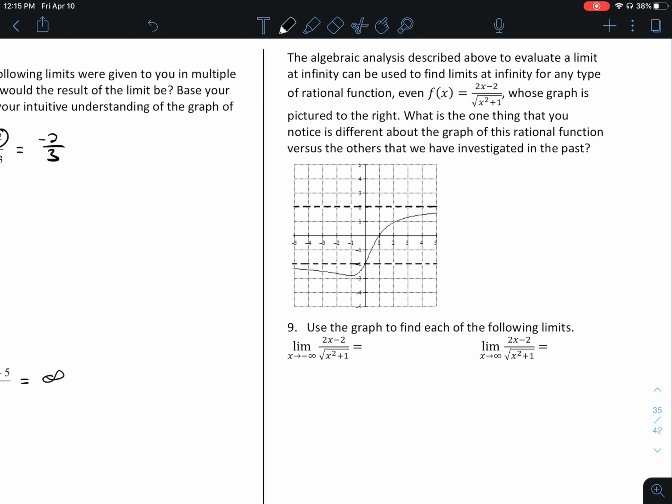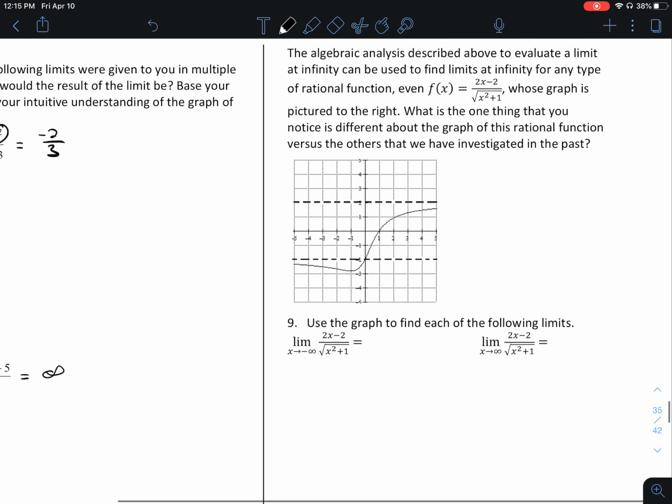Getting close. The algebraic analysis described above to evaluate a limit at infinity can be used to find limits at infinity. Once again, these problems that we're doing right now, if they seem super hard, they will not be hard once we learn how to use L'Hopital's rule. It will not be hard at all. And I can't wait till we learn that. It's not going to happen for a long time.